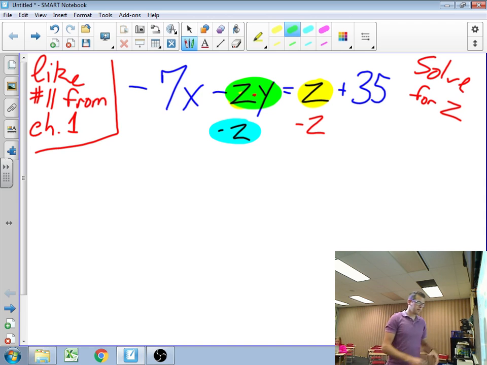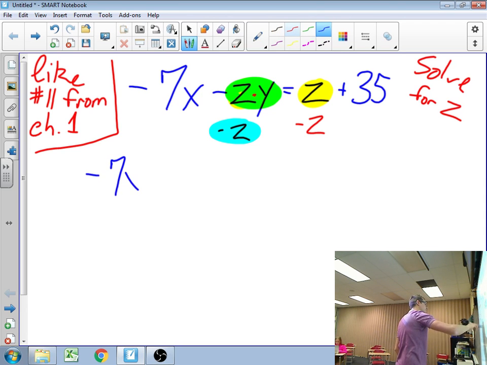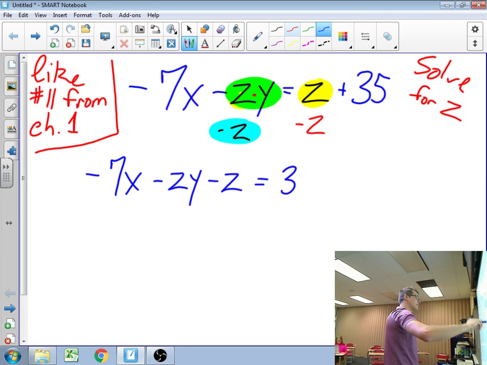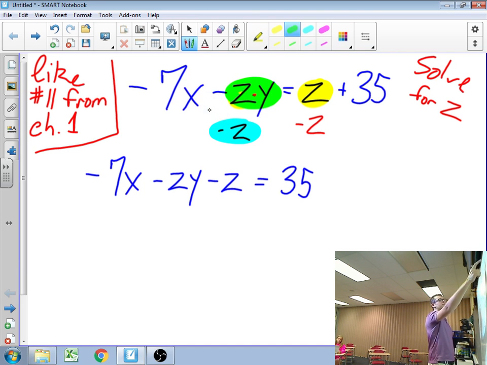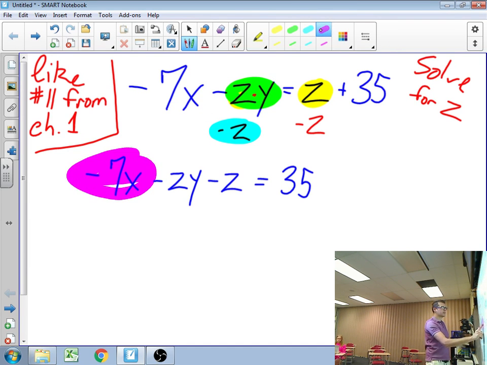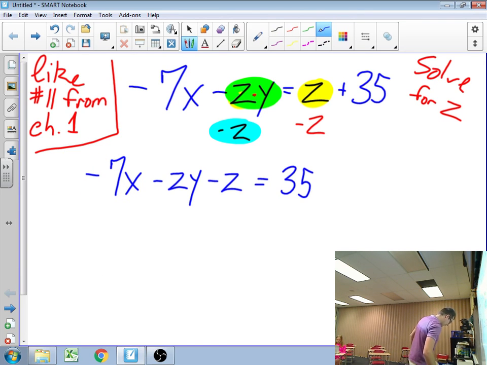So with only doing that step, what I now have on the left side is negative 7x minus zy minus z equals 35. Now, in the same goal of isolating my z, I want to get this term on the other side of the equation. So how do I get this term to go to the other side? You add it, right, because it's a negative term.